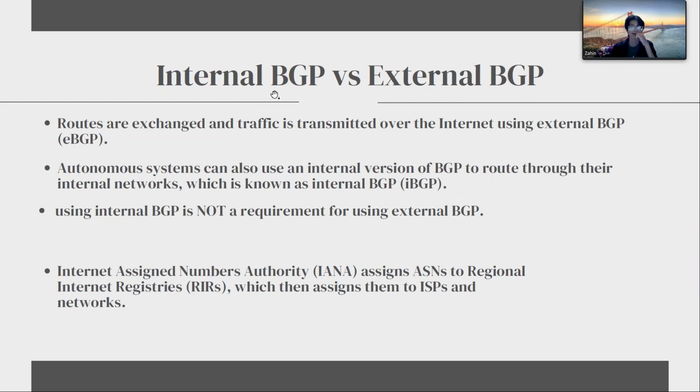So there are 2 types of BGP, which are internal BGP and external BGP. Routes are exchanged and traffic is transmitted over the internet using external BGP, or eBGP. Autonomous systems can also use an internal version of BGP to route through their internal networks, which is known as internal BGP, or iBGP. Using internal BGP is not a requirement for using external BGP.